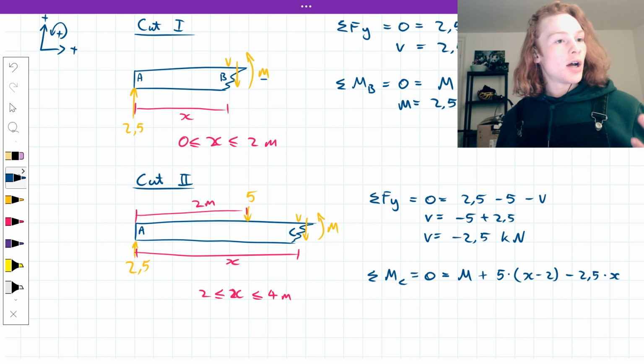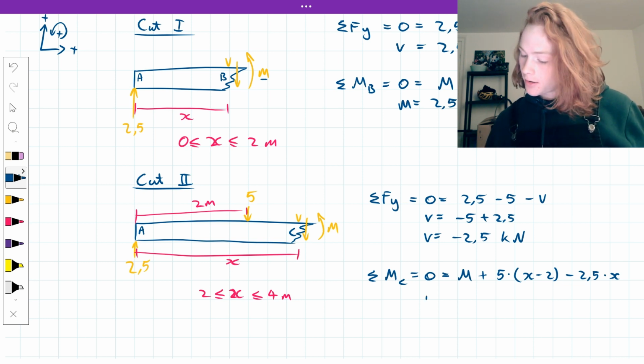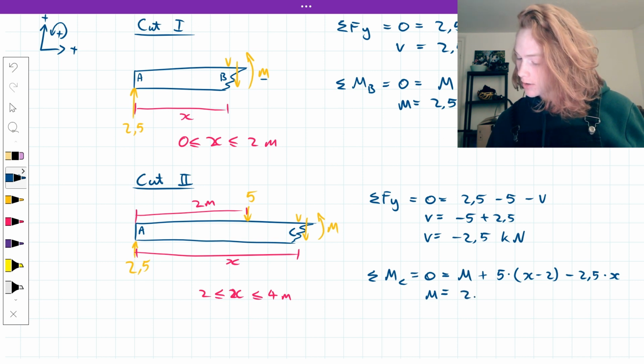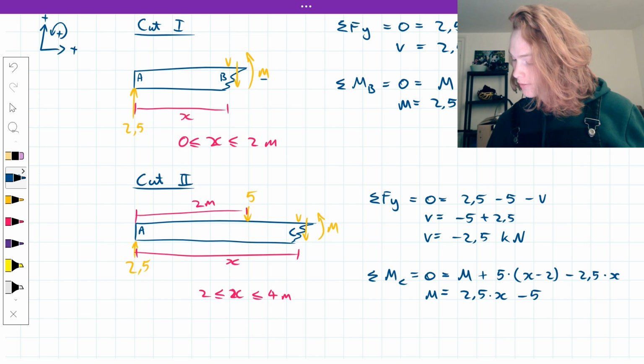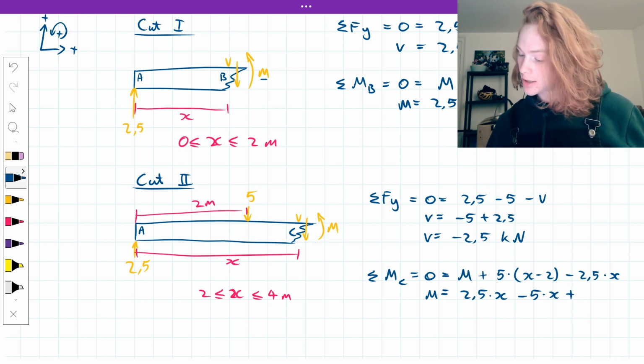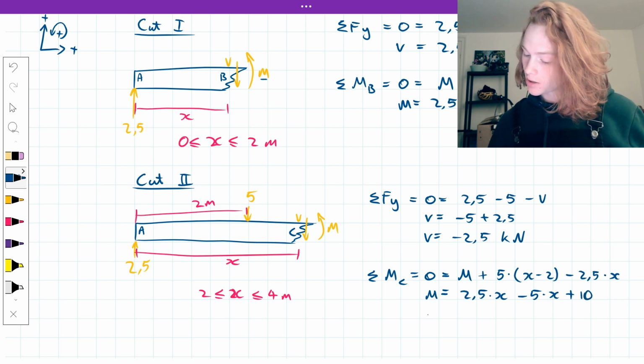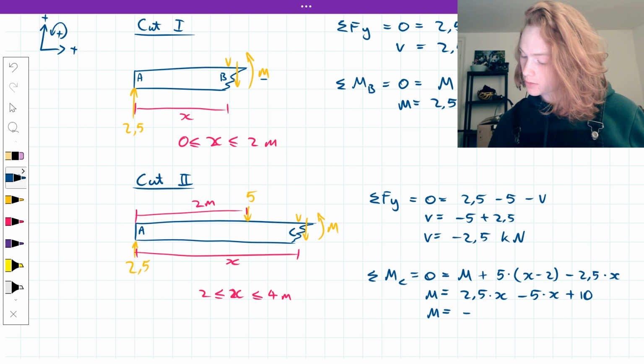Then we can resolve this again to get m on its own. So m will equal 2.5 times x minus 5 times x plus 10. So that ends up with m equals minus 2.5x plus 10.